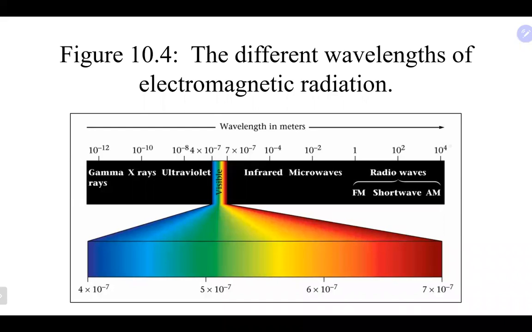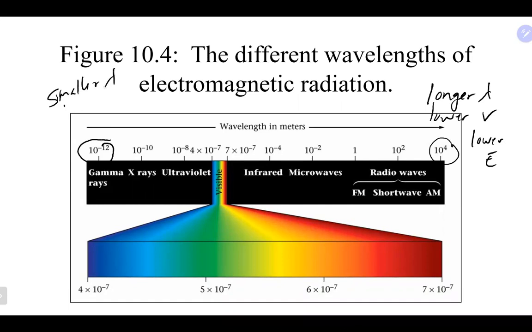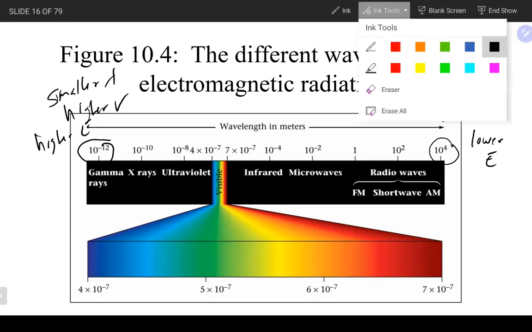On the right-hand side, in this particular picture here, we have a longer wavelength, as we talked about. That would mean a lower frequency and a lower energy associated with it. On the left-hand side, we have a much smaller wavelength. That would mean a higher frequency, and it also means higher energy.